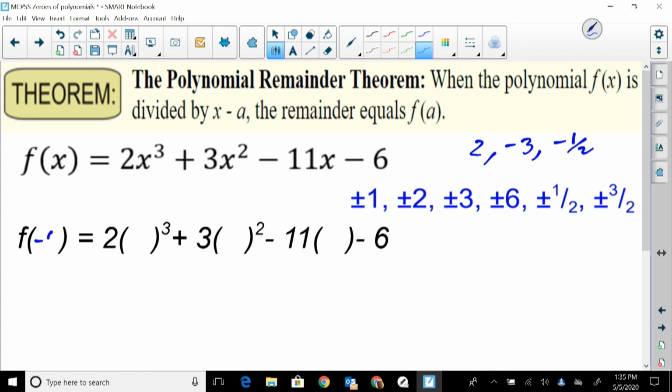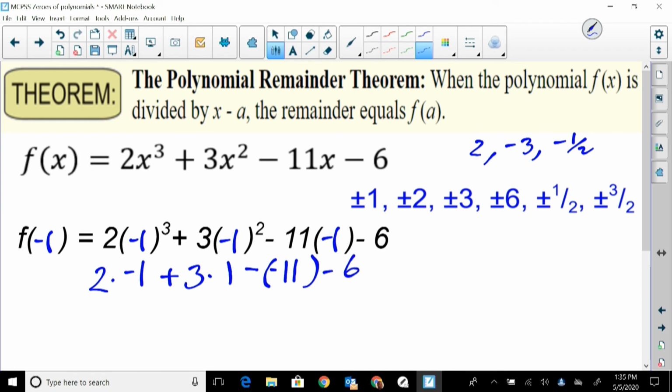Let's say negative 1. f of -1, we plug in -1 for each x value. And -1 to the third power is -1 times -1 times -1. Negative times a negative is a positive, times a negative is a negative, so that is still -1. 2 times -1. 3 times -1 to the second power is -1 times -1, so that's +1. Minus 11 times -1 is -11, minus 6. 2 times -1 is -2. Plus 3 times 1 is 3. Minus -11 is just +11 minus 6.